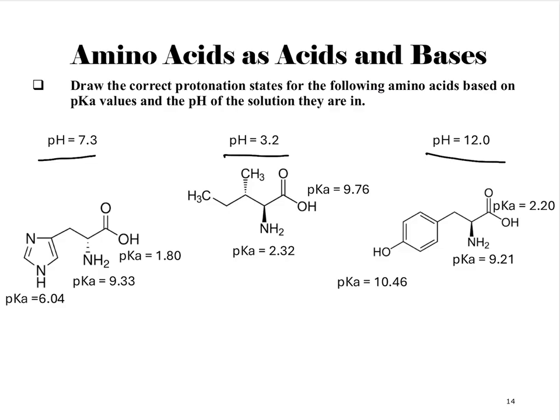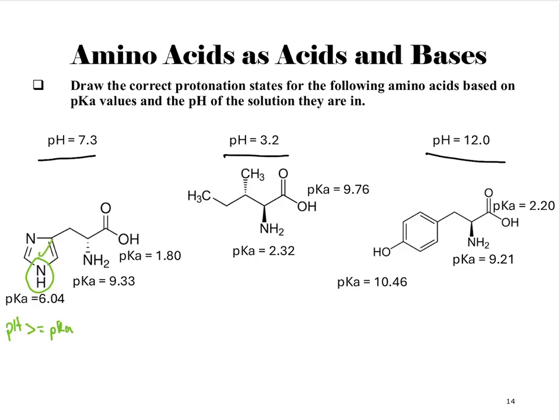So the pH for this one is going to be greater than or equal to the pKa, right? So if the pH is greater than, then it should be the deprotonated version of the amino acid, right? So it'll stay this way. So this would be an uncharged amino acid side group, right? So that's fine the way it is.